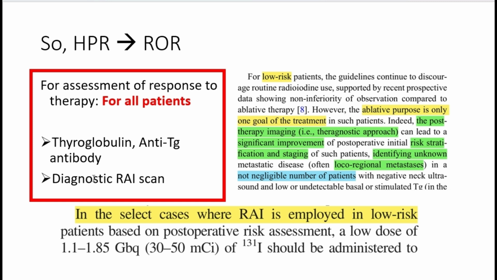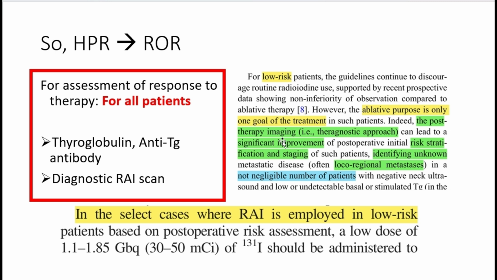So, how to do that? We calculate thyroglobulin and we do a diagnostic RAI scan. So, if there's any functioning thyroid tissue in the body, the thyroglobulin will be elevated. If there's any functioning thyroid tissue in the body, the diagnostic RAI scan will pick it up. It is as simple as that. In the past, there was some controversy about diagnostic RAI scans, which no longer exist.